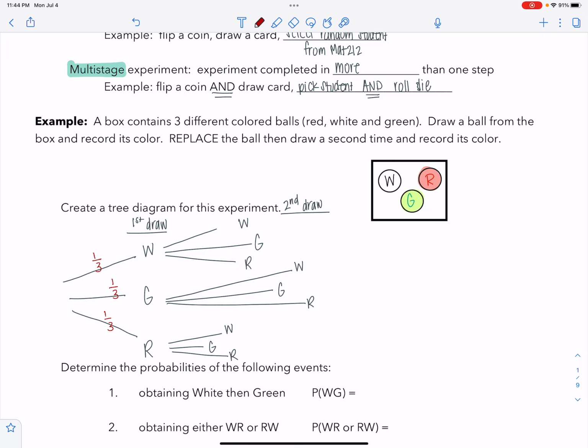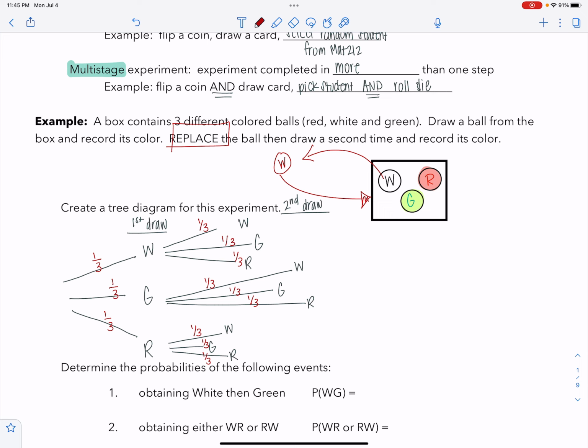On the second draw, because I've replaced the ball, if I drew a white one out, I'd record the color and then I'd put it right back in. So my probabilities are not actually going to change. My probability of drawing a white ball is still 1 out of 3. A green is 1 out of 3. Red is 1 out of 3, and so on for all of these. Because I've replaced the ball, the probability is not going to change.